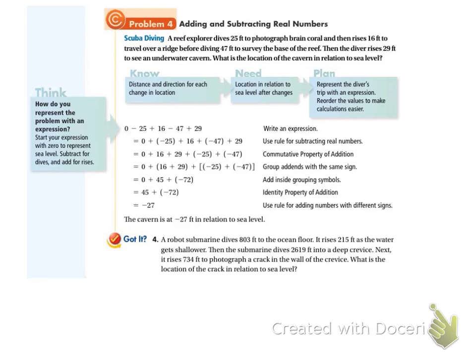So let's try our own here. So we're now talking about a robot submarine diver. So we're going to start at 0, and then it dives 803 feet to the ocean floor. So I'm going to subtract 803. And then it rises 215 feet. So I'm going to add 215 feet as the water gets shallower.